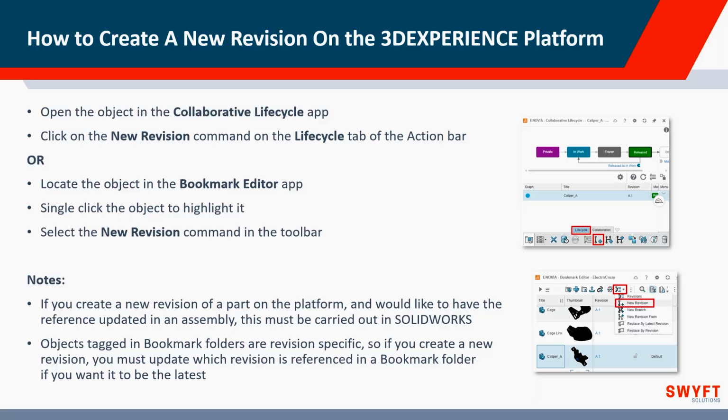So there's a couple of different ways. Collaborative Lifecycle app is your kind of all-in-one place for lifecycle revision capabilities, and opening a part within that application will allow you to take all of the actions that I just showed in SOLIDWORKS. Alternatively, Bookmark Editor is kind of like the file explorer of the platform. These commands are embedded into that as well, so that you can have kind of a one-stop shop as you're navigating for files. You can carry out these operations there as well.